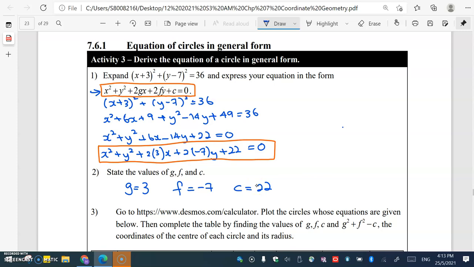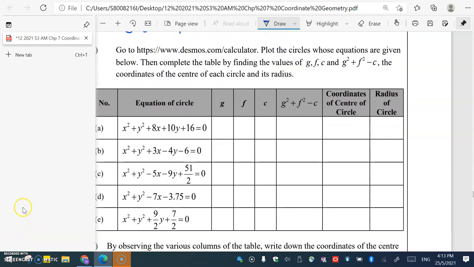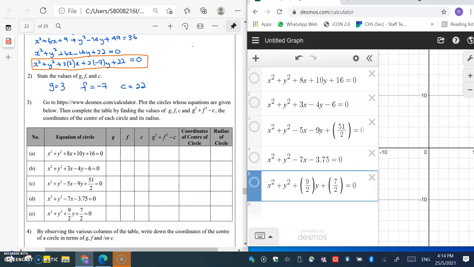Carrying on the activity, let's go to desmos.com and plot circles whose equations are given in the following table. Later on, we can find the values of g, f, c, and the relationship g² + f² − c, and draw some conclusions. Let's go to Desmos. Now on the left-hand side, you see your notes, while on the right side, you see desmos.com/calculator as indicated in your notes.